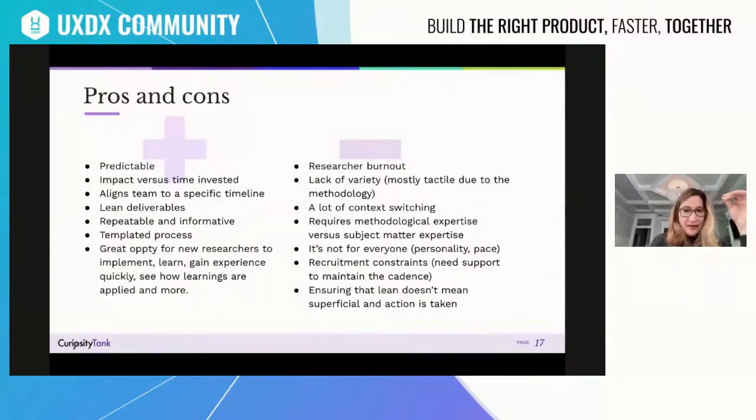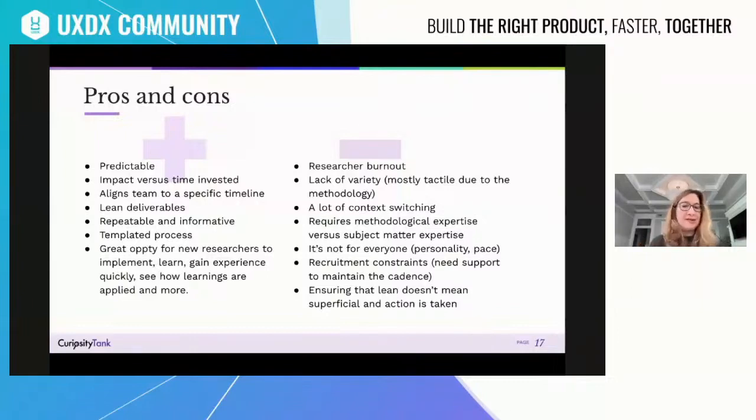I love the predictability of it. My stakeholders love the predictability of it. It's a terrific approach to align the team to a very specific timeline. The deliverables tend to be much leaner than in a typical research project. And by the deliverables, I mean the final outputs. I love the fact that it's repeatable, it's informative, and it has a templated process.